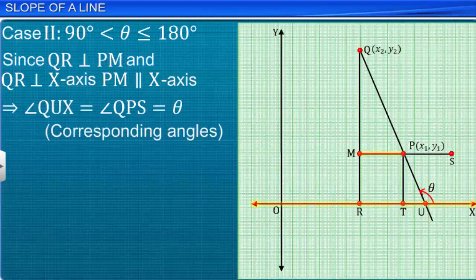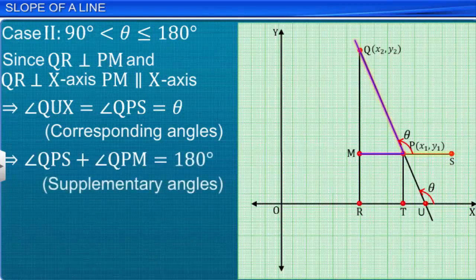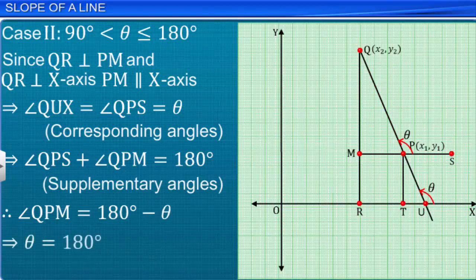Since PM is parallel to the x-axis, angle QPS is equal to angle QUX, or theta, since they are corresponding angles. Since angle QPS and angle QPM are supplementary angles, and angle QPS is equal to theta, angle QPM is equal to 180 degrees minus theta. We can also say that theta is equal to 180 degrees minus angle QPM.